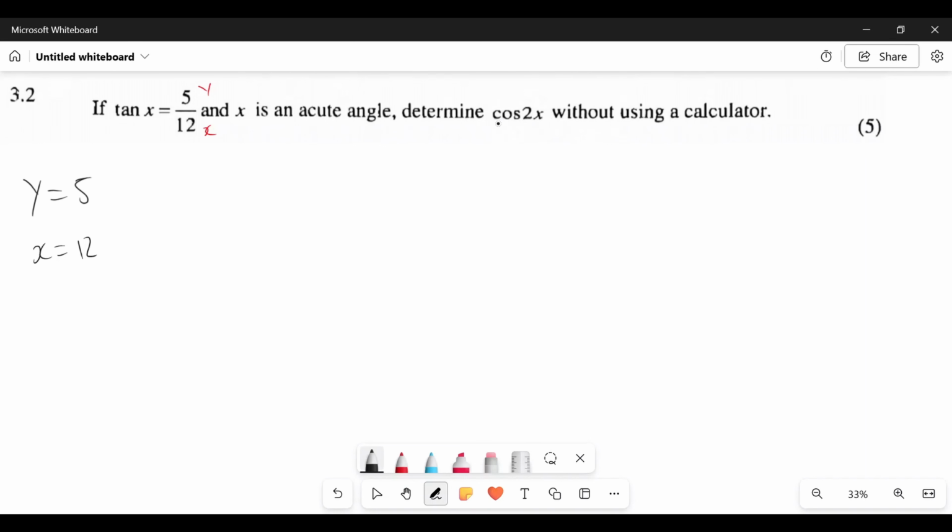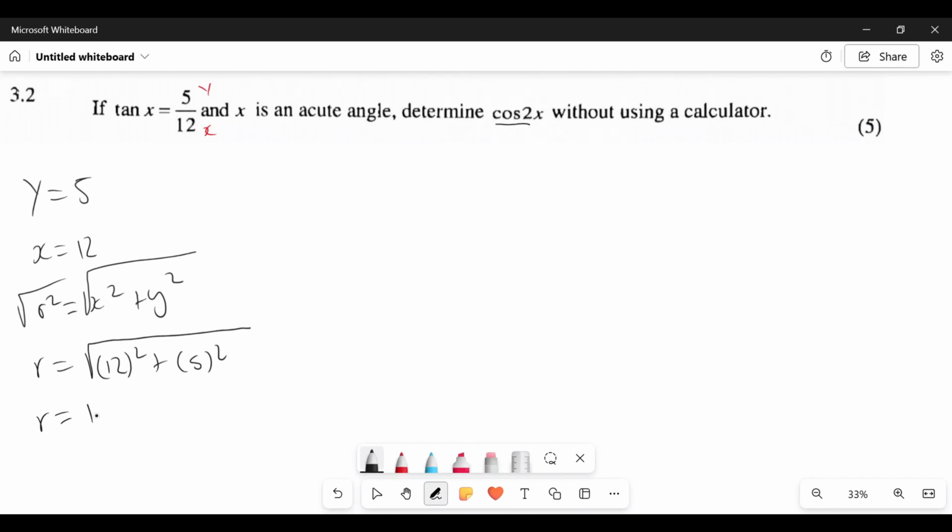In order for us to calculate the double angle identity, we need to find our r, or our hypotenuse. So we know that r squared is equal to x squared plus y squared. So we square root both sides, guys. If we square root here, we're going to be left with r, and there we're going to have x squared. Remember, x squared here is 12 squared, right? Y squared here is 5 squared. R is going to be 13. So from here, we can use this information that is given to us.